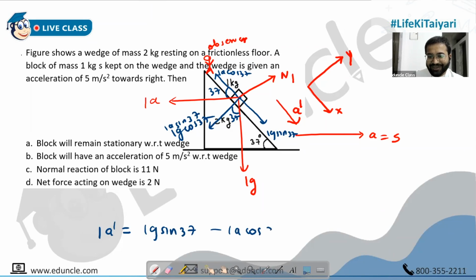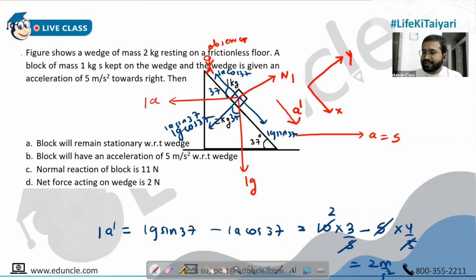Now people, all the values are already with us. G is 10, sin 37 is 3 by 5. Acceleration is given to us, that's 5. And cos 37 was 4 by 5. 5 gets cancelled. 5 ones are 5, 5 twos are 10, 3 twos are 6, 6 minus 4, that's 2 meter per second square. So the block accelerates with an acceleration of 2 meter per second square.